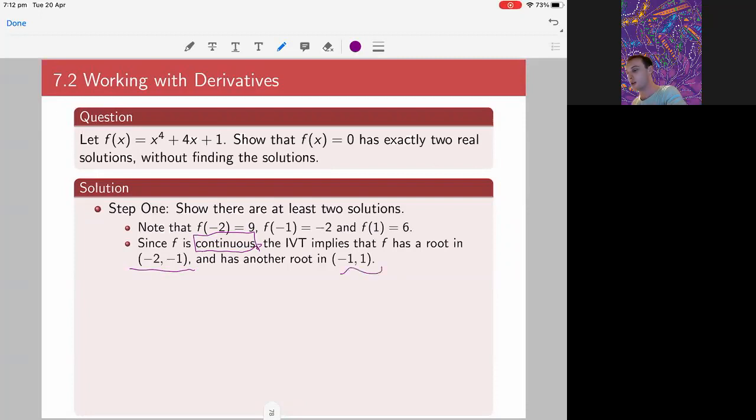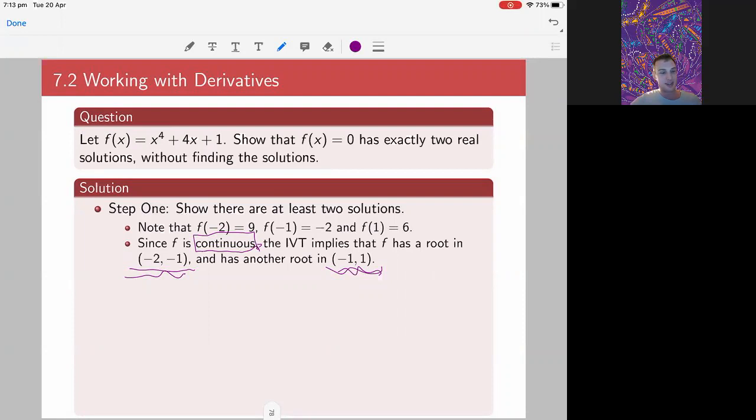Again, the intermediate value theorem tells me that there has to be another root on the interval from -1 up to 1. So at this stage there might be more than 2 solutions, but I've found at least 2 of them, and they're distinct. I found one root over here and another root over there. And that's more or less it for step 1. So hopefully you're now convinced that there are at least 2 distinct solutions. And the techniques I've used so far are ones we have seen before.